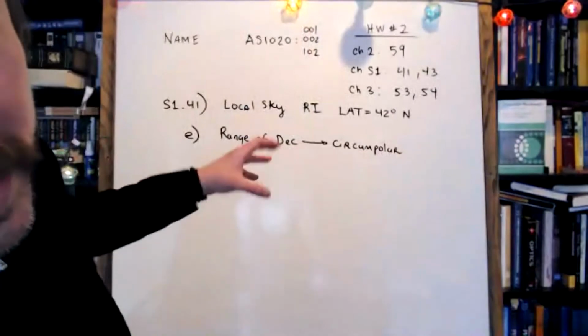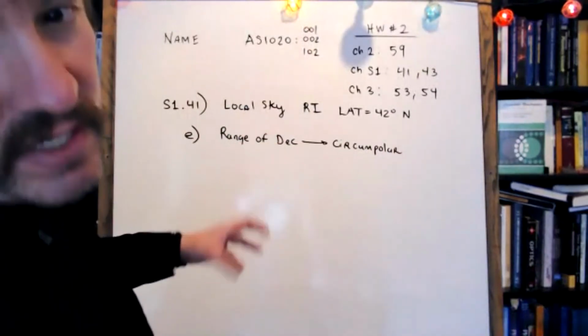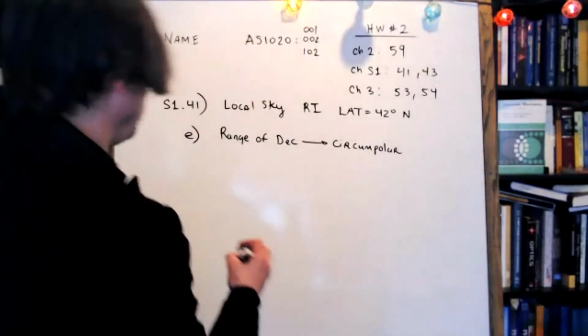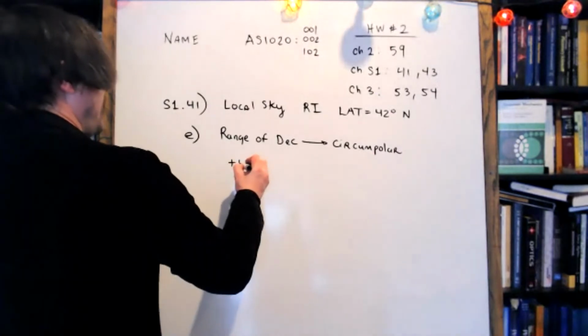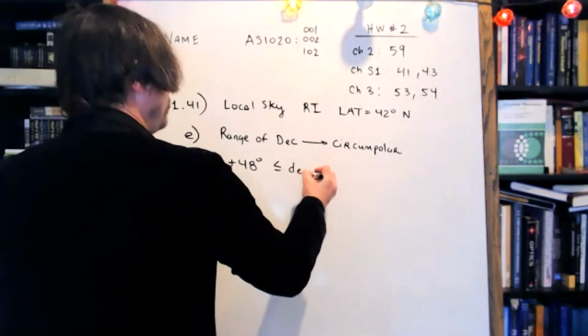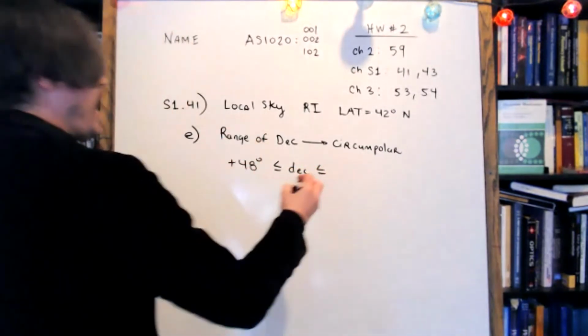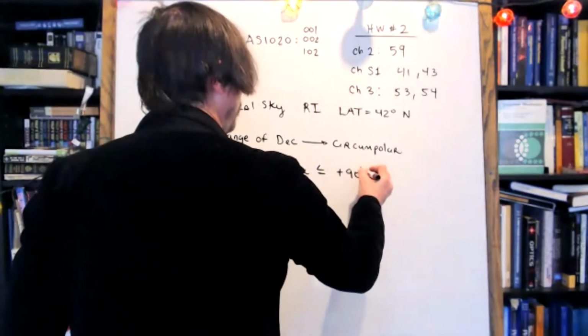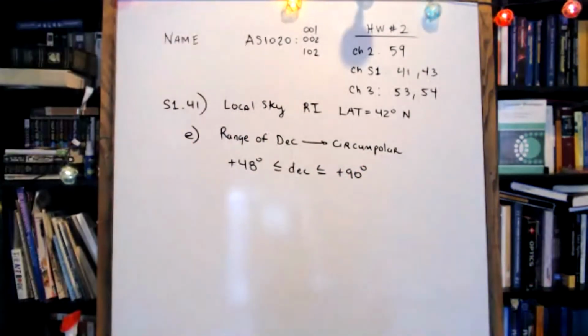Normally, I spend a long time walking you through this, but as Nick pointed out, it is getting late in the day, so we kind of need to move quicker. So it's positive 48 degrees, and the declinations are between that and positive 90 degrees. They also explain this a bit in the book.